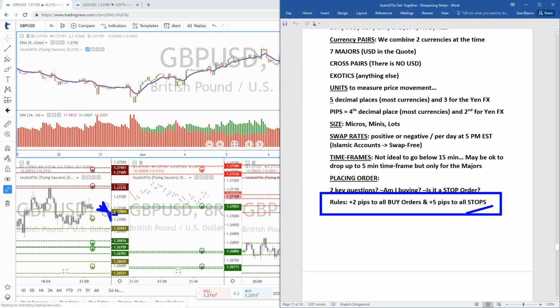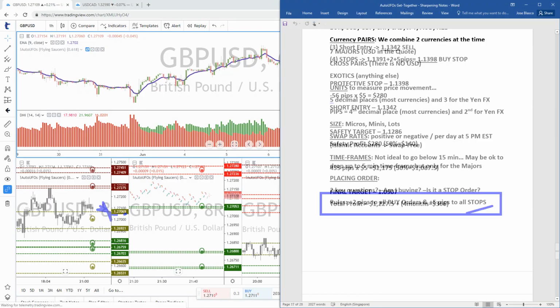Buying at 127.06 would be a buy order. Really, 06 is really 07. So 07 plus 2 is going to be 09. So the buying price would be 127.09. That would be the buying price for this trade. Let me write it down.